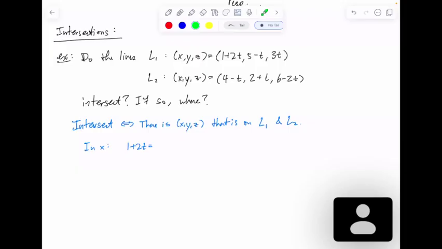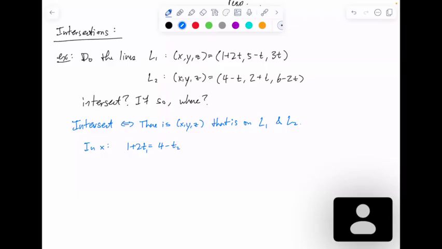But they don't necessarily have to reach x, y, z at the same time. So how do I account for this? Well, I should actually write this as 1 plus 2t1 must be equal to 4 minus t2, where t2 is a separate parameter now for L2, and L1 is parameterized by t1, because I'm looking at whether the images collide, cross each other, not whether the actual paths themselves collide.